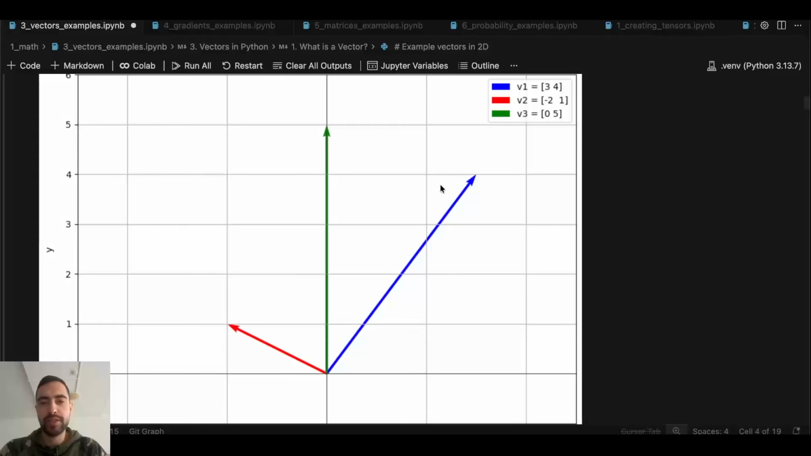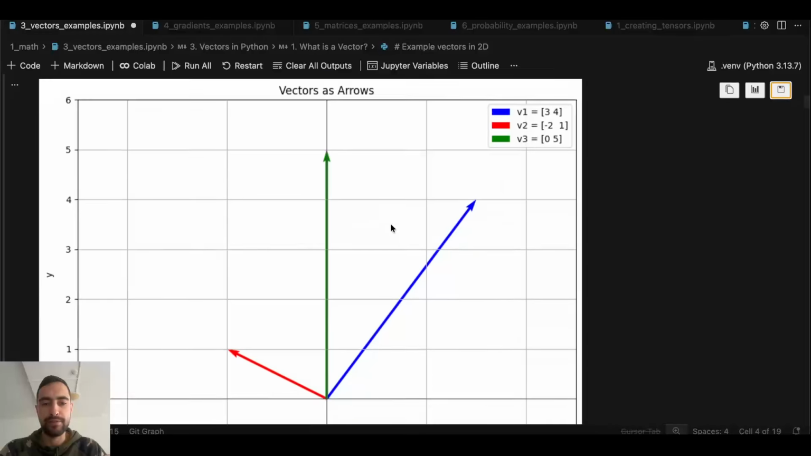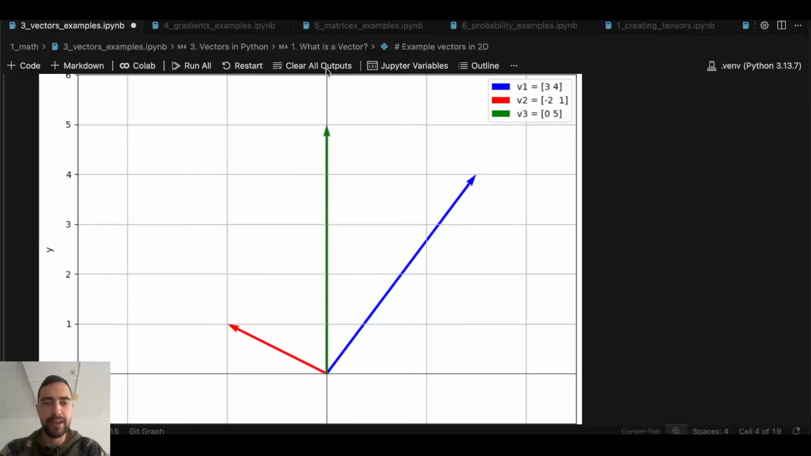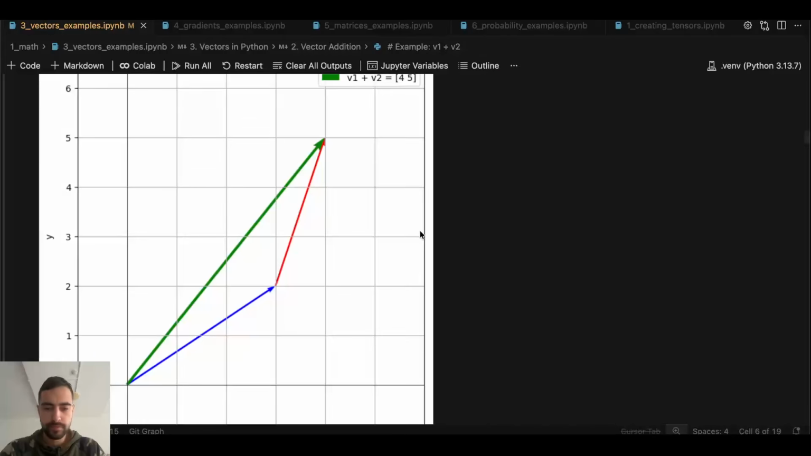And here we have 2 other examples: minus 2, 1. So going minus 2 on x and 1 on y. And 0, 5. So 0 on x, 5 on y. So this vector will be on the y-axis.